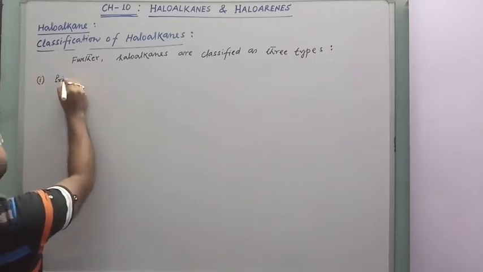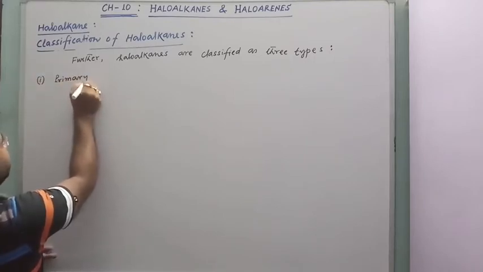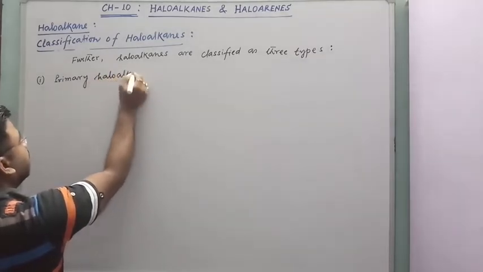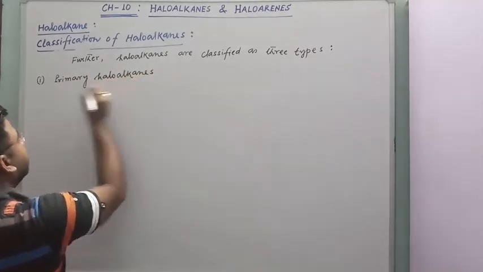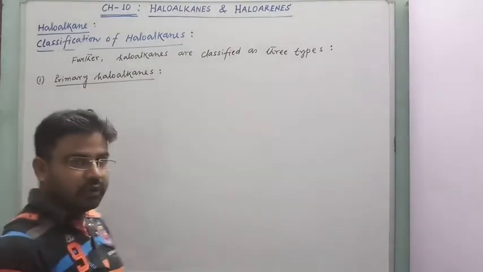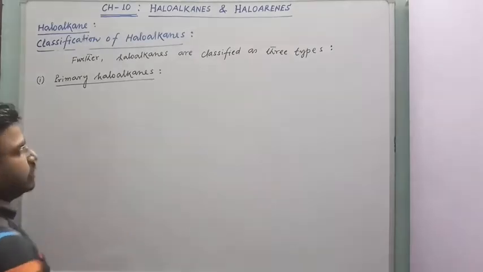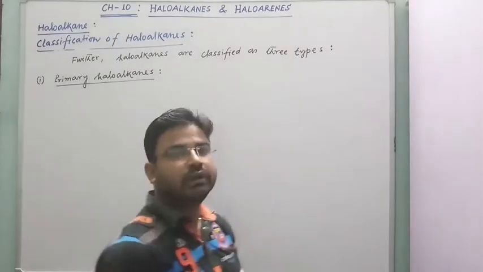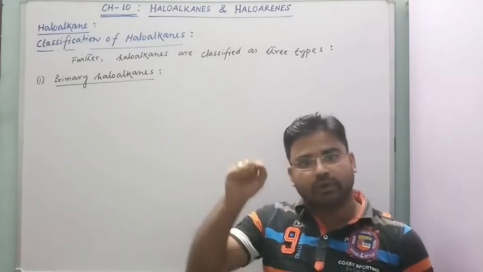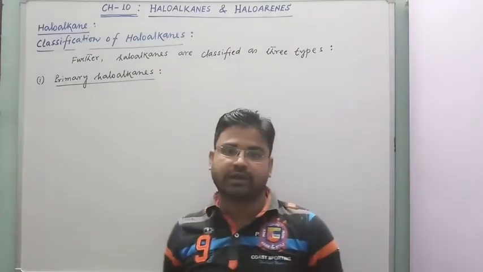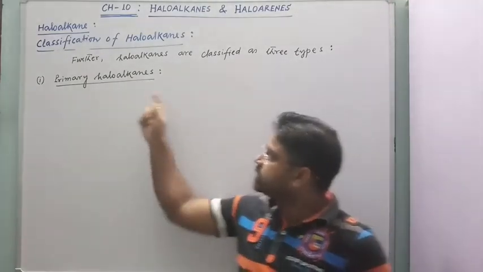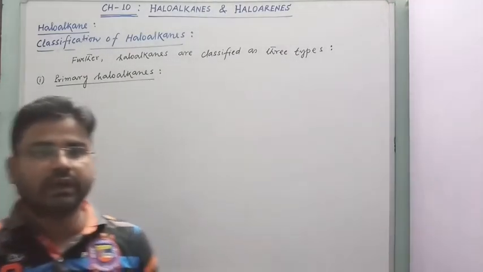So number 1, primary haloalkanes. What are primary haloalkanes? When the halogen atom is attached with that carbon atom of the haloalkane which is directly attached with only one carbon atom, then those kinds of haloalkanes are called primary haloalkanes.